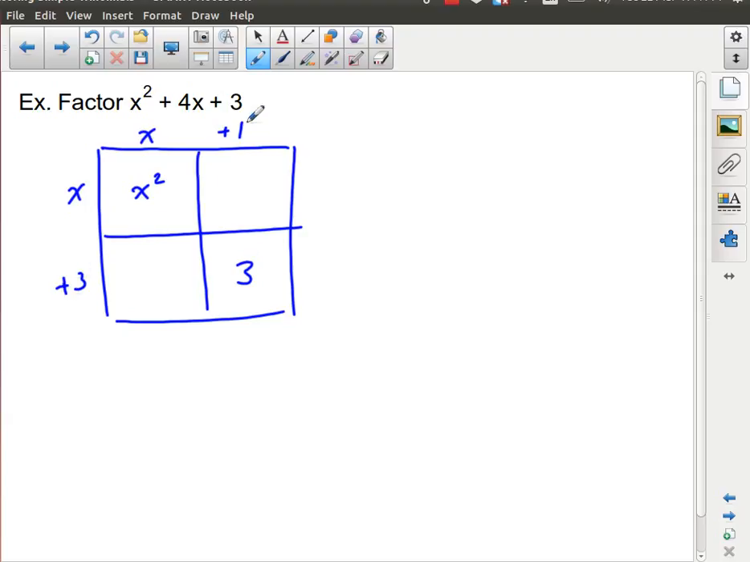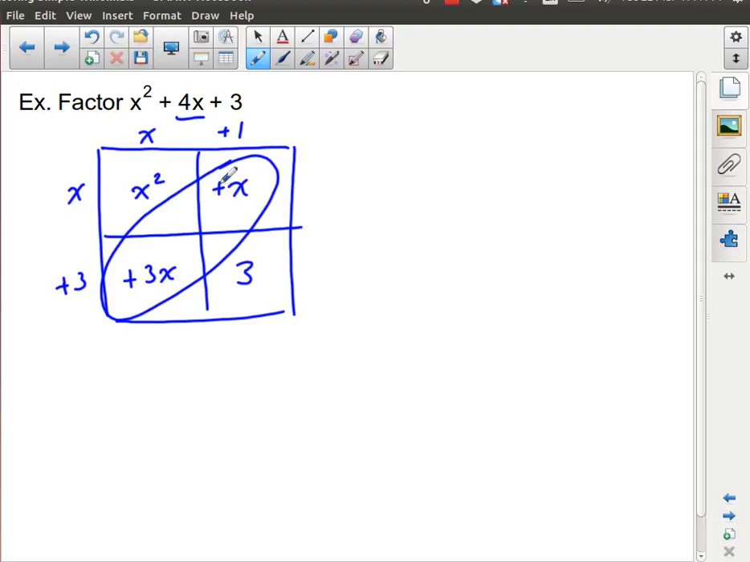And what would that give me for x's? This would become a positive 1 times x, so that's going to be x. And this would give me an x times a positive 3. That's going to give me plus 3x. That's plus 1x. And if I take a look at these diagonals, plus 3x plus 1x is a total of plus 4x, and that does work.